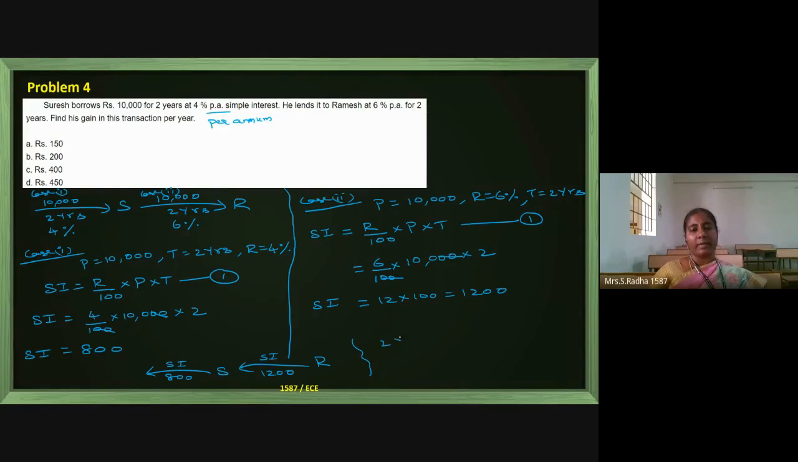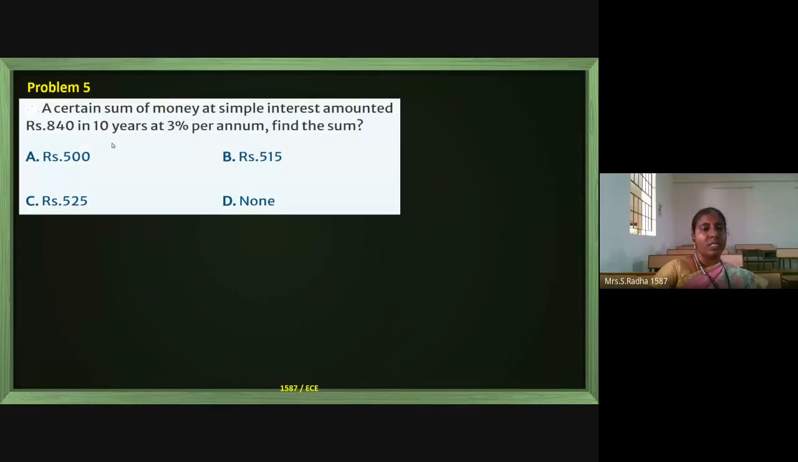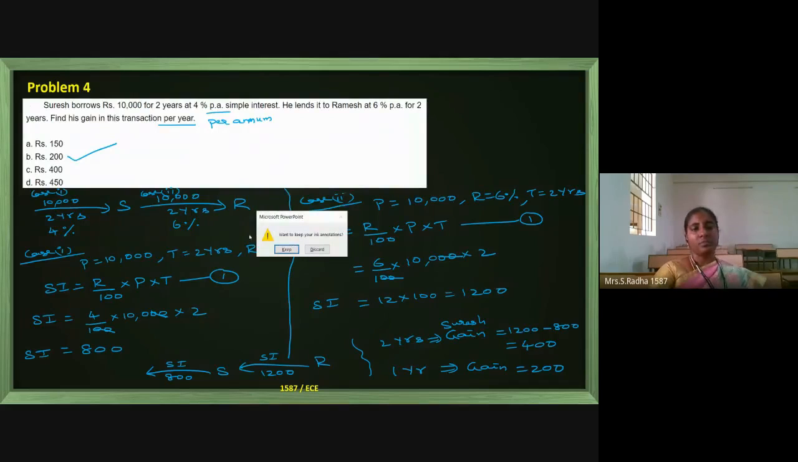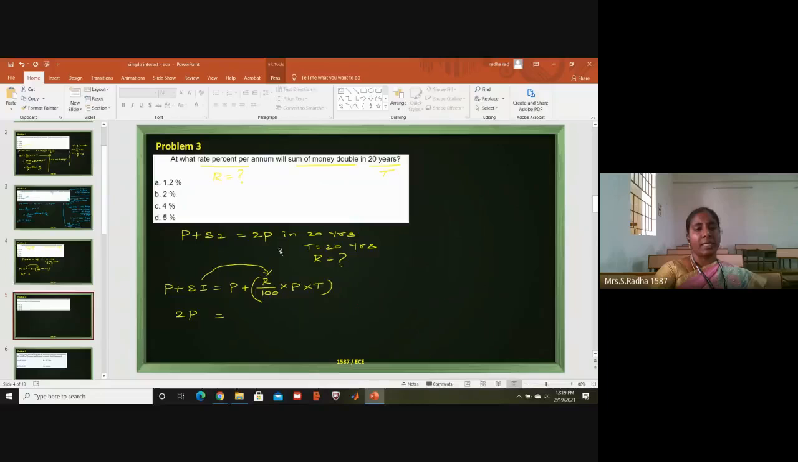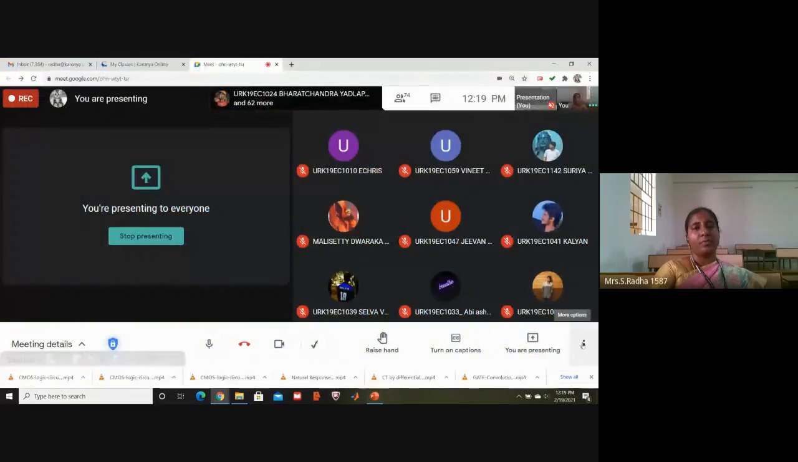In this 2 years time, the gain Suresh is getting is 1200 minus 800, which is 400 rupees. But if you see the question, find his gain in this transaction per year, for 1 year. So his gain for 1 year is 400 divided by 2, which is 200 rupees. There are both the answers, so we should not be confused. If we read the question correctly, we will be able to answer correctly.